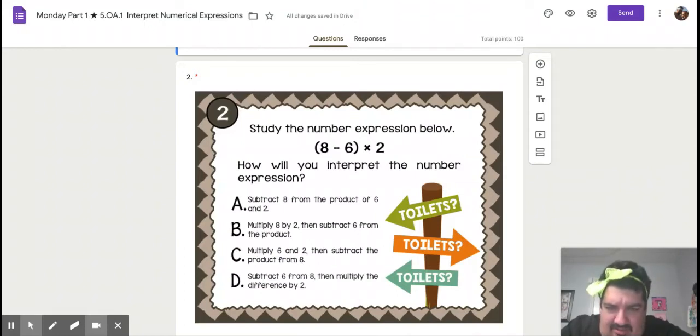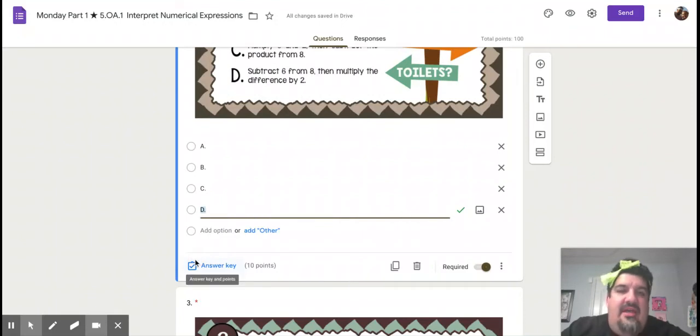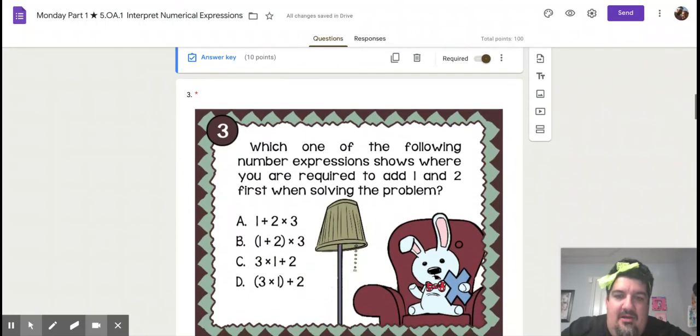Multiply 8 by 2, then subtract 6 from the product? No, because the parentheses, 8 minus 6, have to be first. Multiply 6 and 2, and then subtract the product from 8? No. Subtract 6 from 8, then multiply the difference. Goodness, it's D, guys. Let's see if we get it right. I think it's D. Yes, we got it right. Good job. All right. Ooh, this is going to be hard.